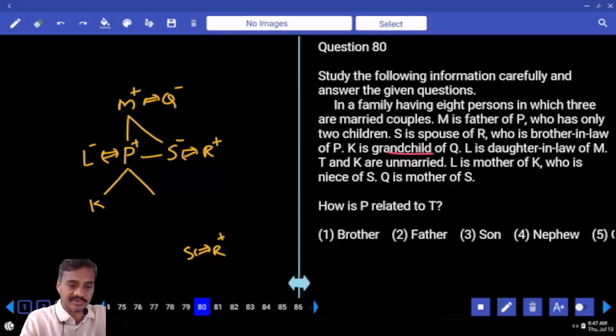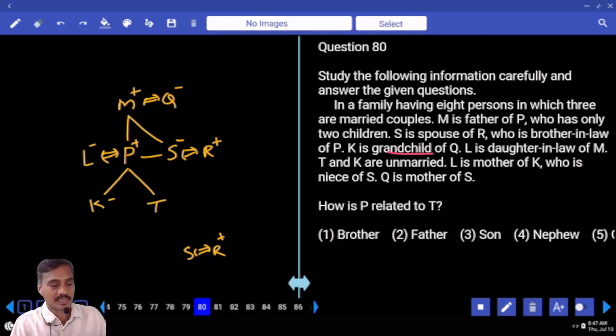P and K are unmarried. And L is the mother of K. K is the niece of S. Now K is the niece of S, K is a female. Now the gender of this P is not known. Now this is about 80 to 82.